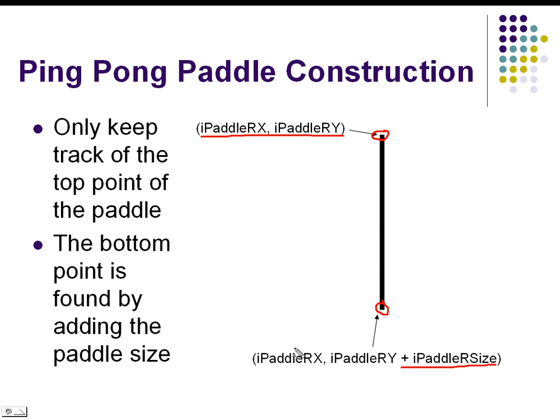Paddle stays at one level where we put it, x-wise, but it moves up and down in the y direction. And for that, all you need is one extra variable besides the coordinates of the top, and that is the paddle size down here. So the bottom point can be found by simply adding the paddle size to the y. Alright, with that in mind, let's go and look at some code now and see how I went about adding these paddles in.